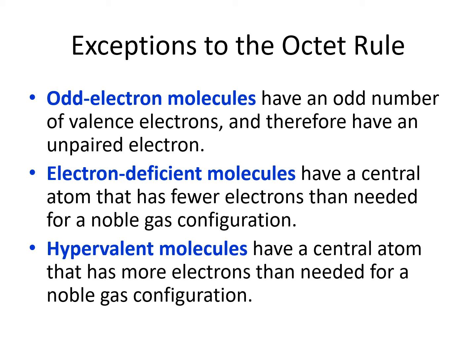Hypervalent means that the central atom has more than 8 electrons around it. Hyper means above, and valent refers to valence electrons, so they have more than is usually needed. This can occur when the central atom is from period 3 or below.